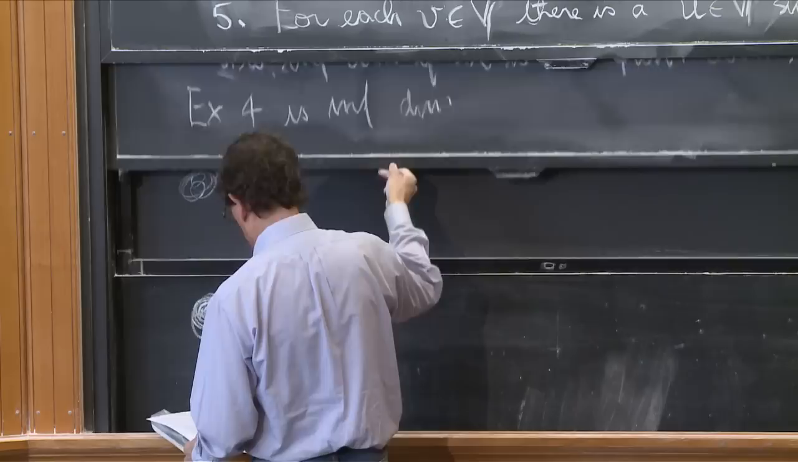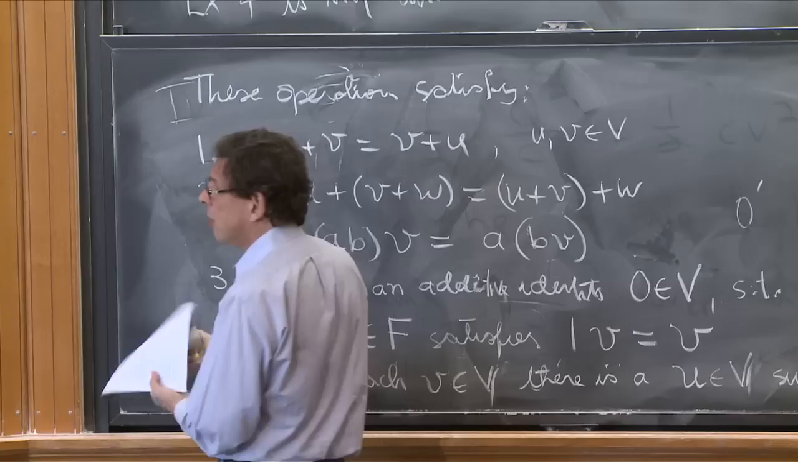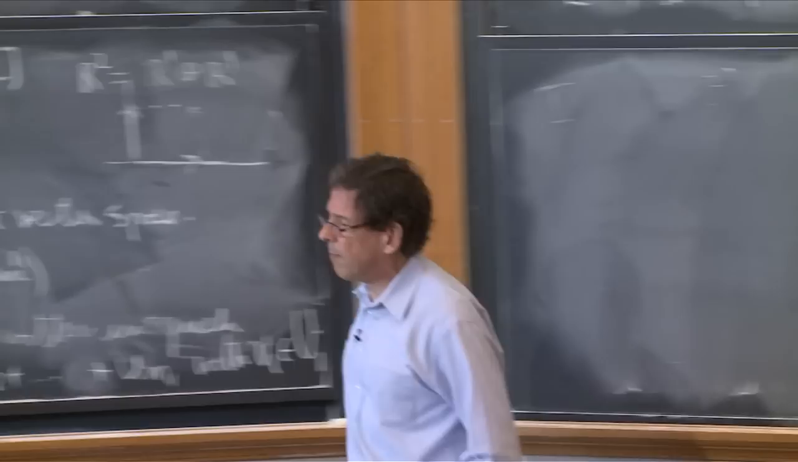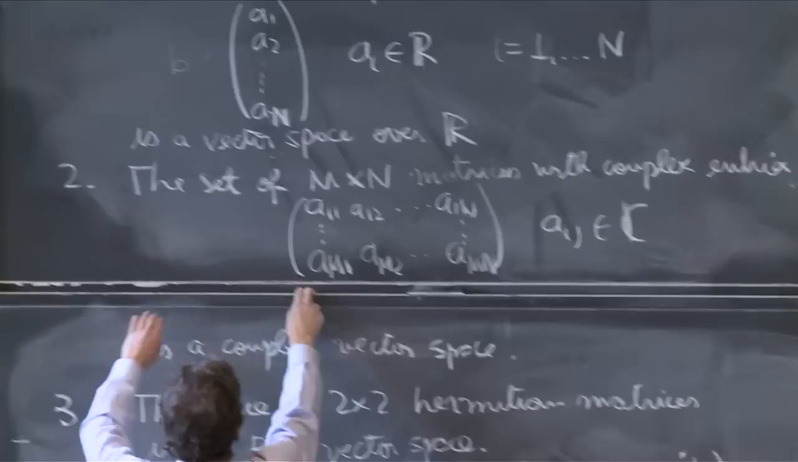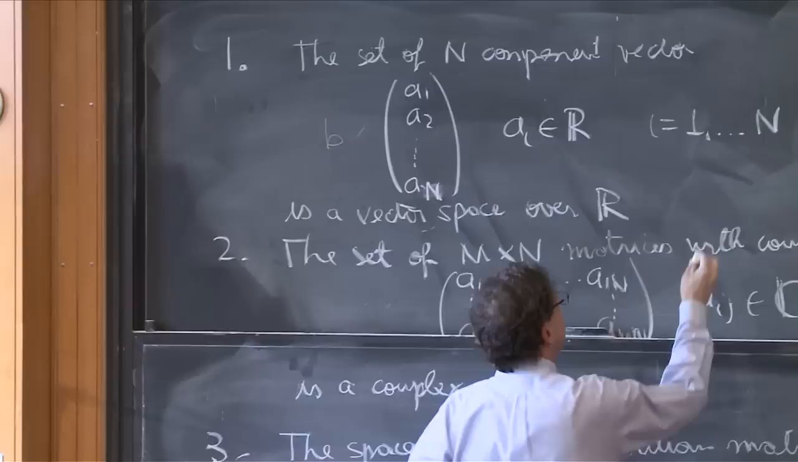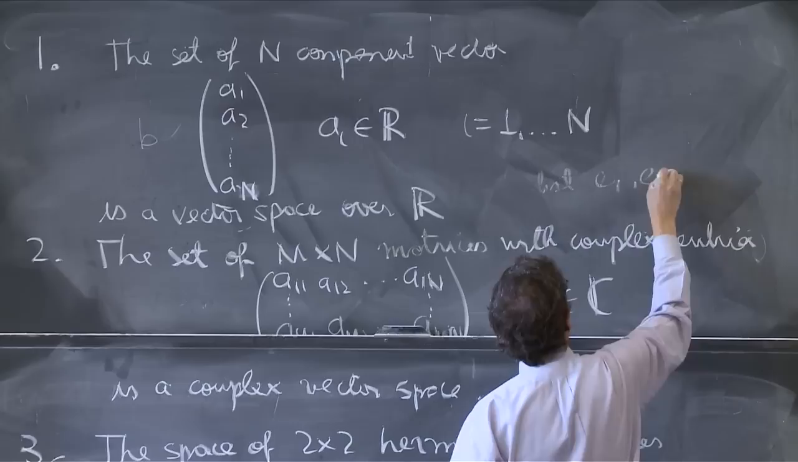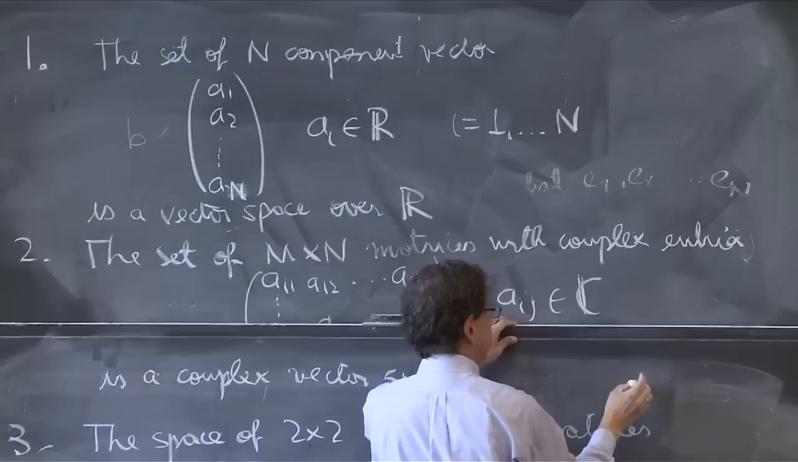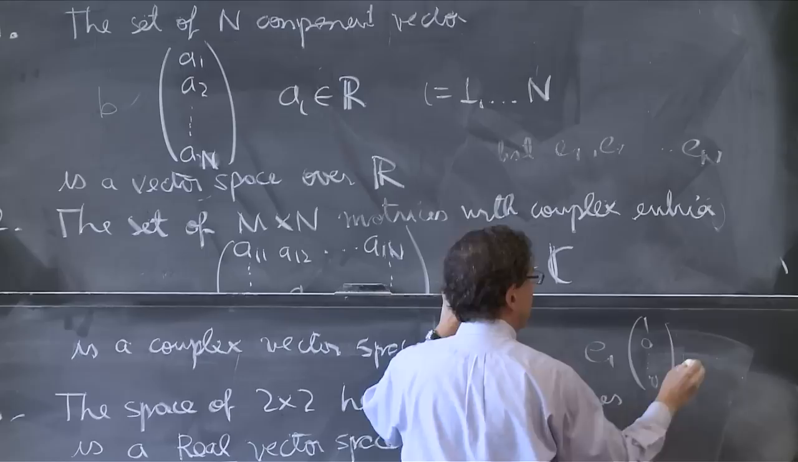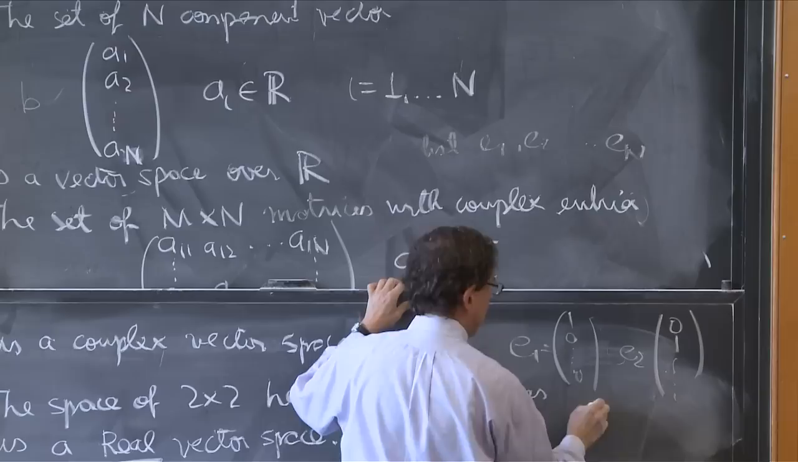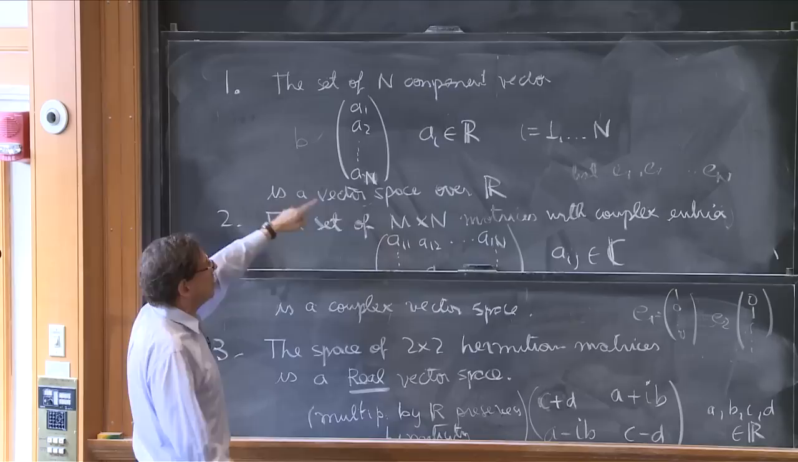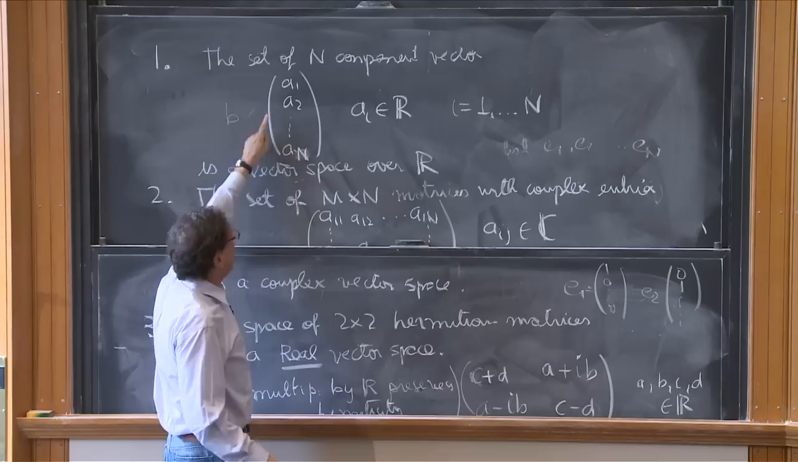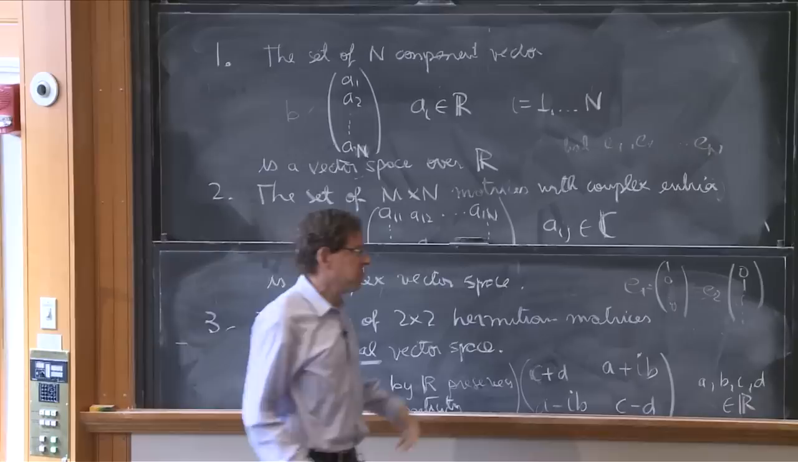Example 1 is finite dimensional. You can see that because we can produce a list that spans the space. So look at example 1. What would be the list? You would put vectors e1, e2, up to en. The vector e1 would be 1, 0, 0, 0, 0. The vector e2 would be 0, 1, 0, 0, 0, and go on like that. So you put ones and zeros, and you have n of them. And certainly the most general vector is a1 times e1 plus a2 times e2 and so on. So you've got a list, and example 1 is finite dimensional.